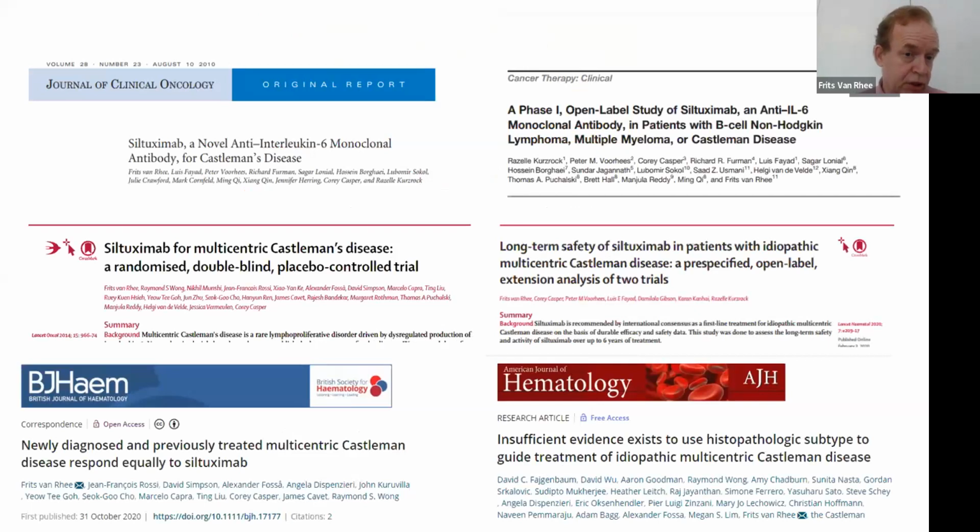The purpose of this slide is to show you that it's been extensively studied in a phase 1 dose-finding study, in the only randomized double-blind placebo-controlled clinical trial in iMCD, and it's been studied in a long-term extension study for its safety. And there have also been several other publications on siltuximab, some of which are mentioned here. So all in all, siltuximab has been very well studied in Castleman's disease.